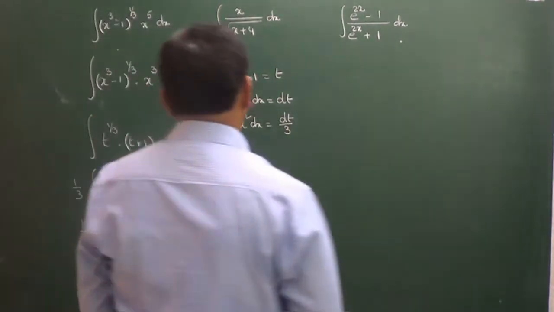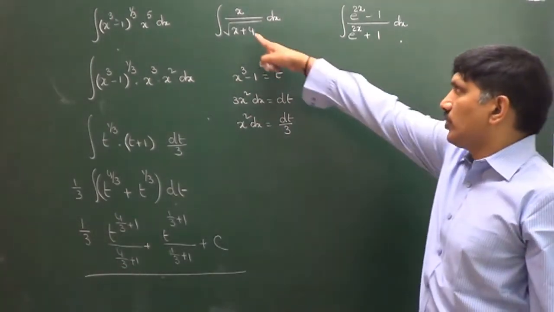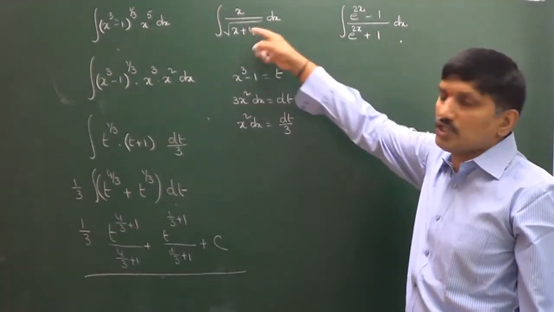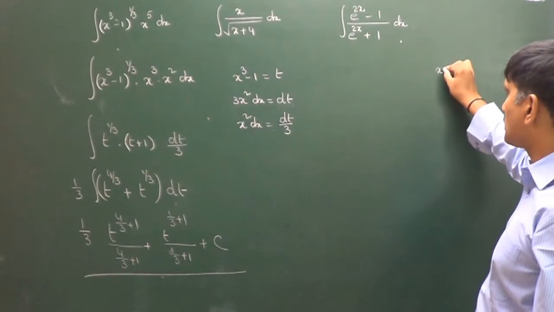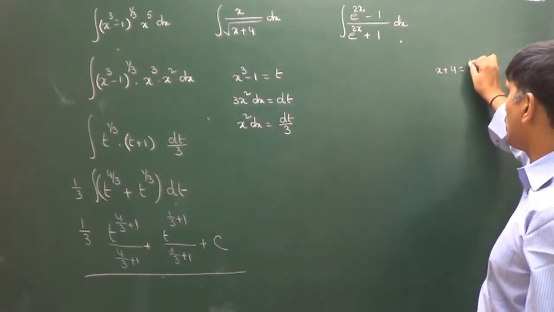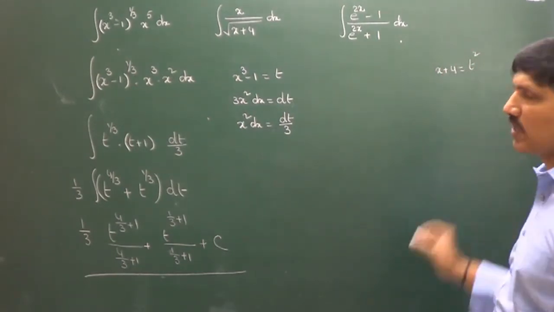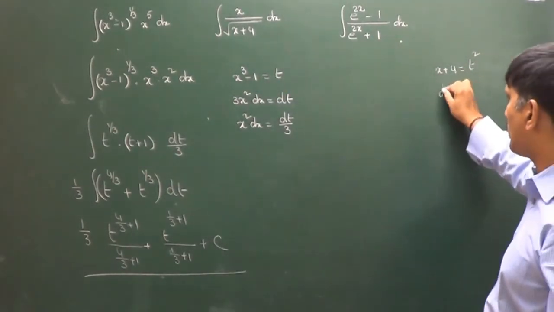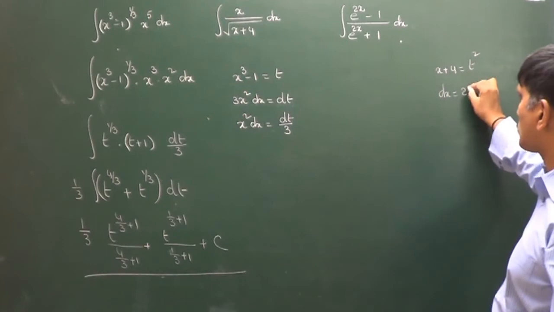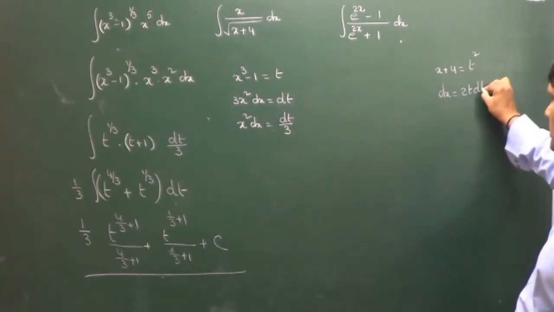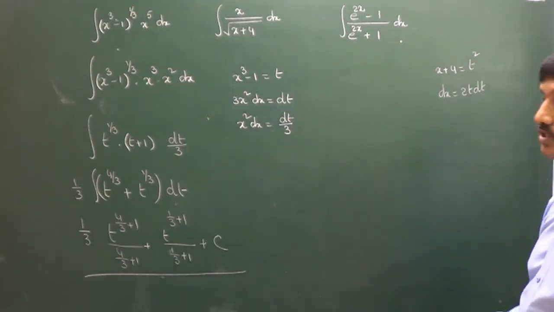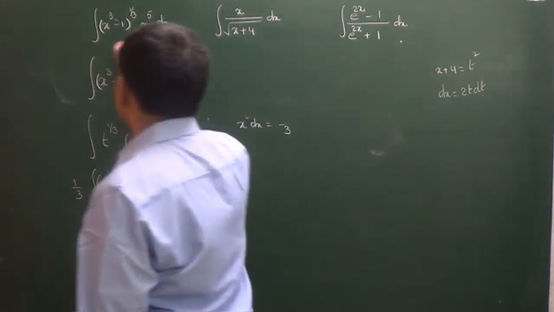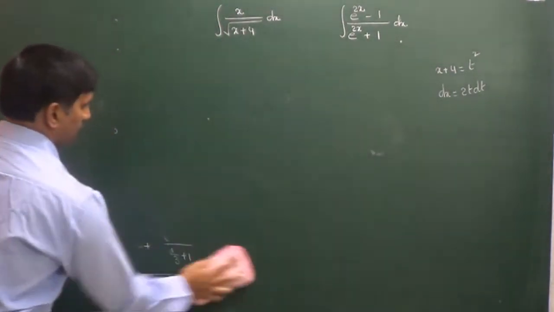You can see the next question: x by root over x plus 4. Immediately we can take the substitution x plus 4 equals t, or you can take t square because it is inside the square root. x plus 4 equals t square. Now it becomes dx equals 2t dt. Now, because of these substitutions, how does this integral change?